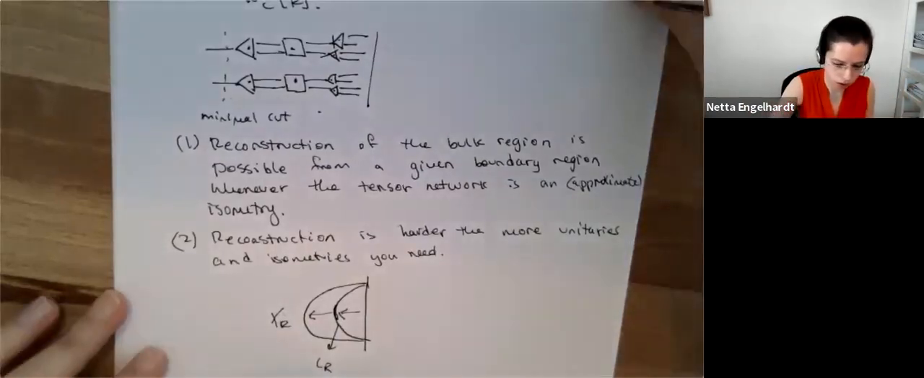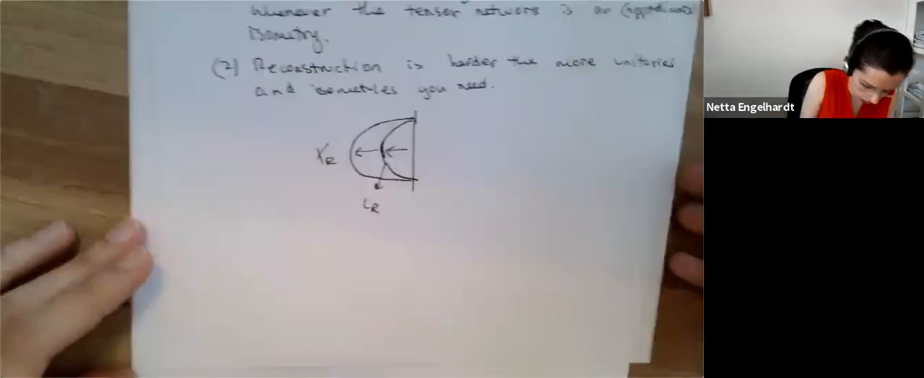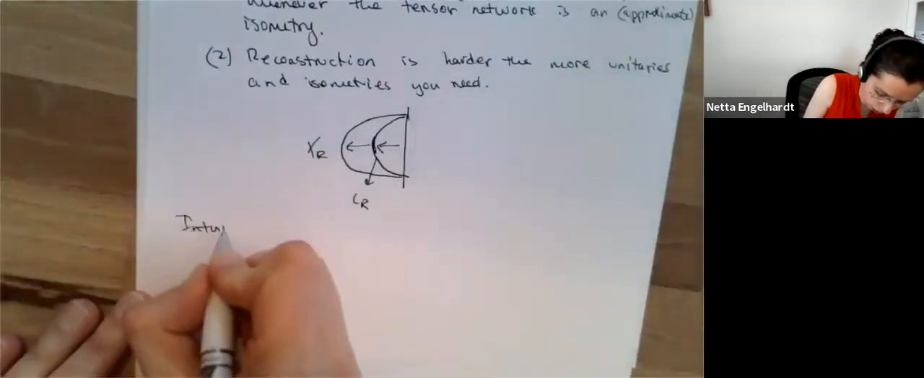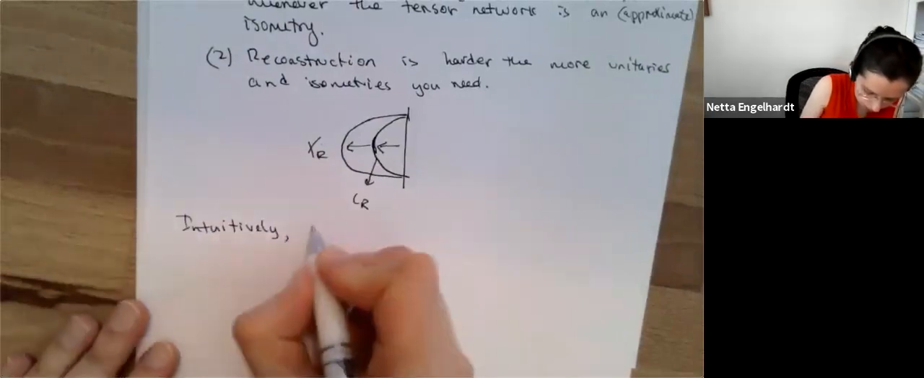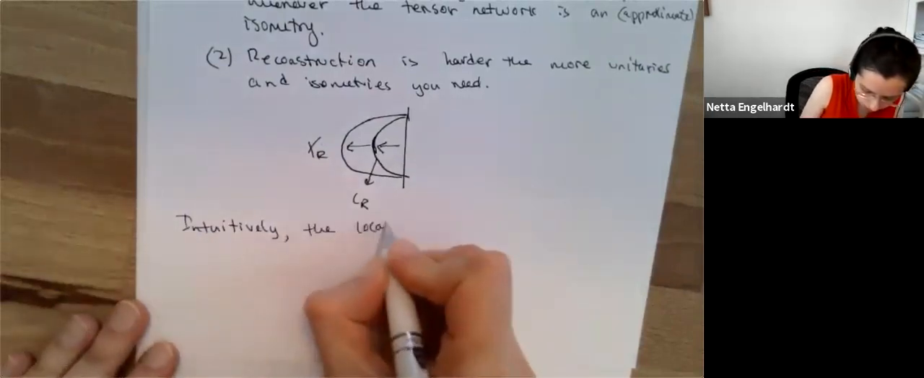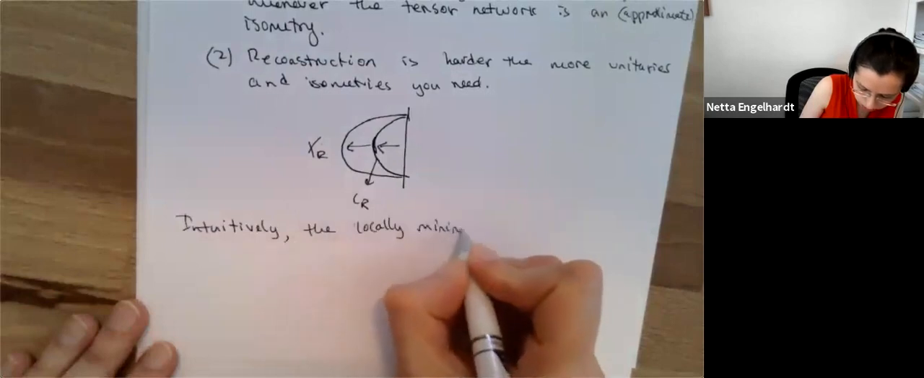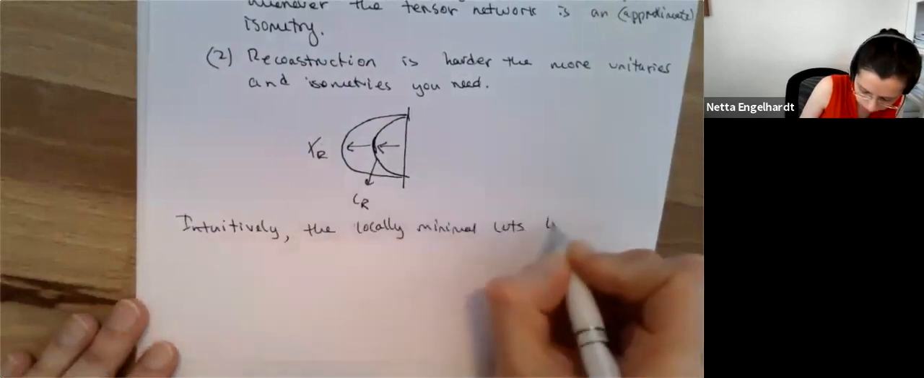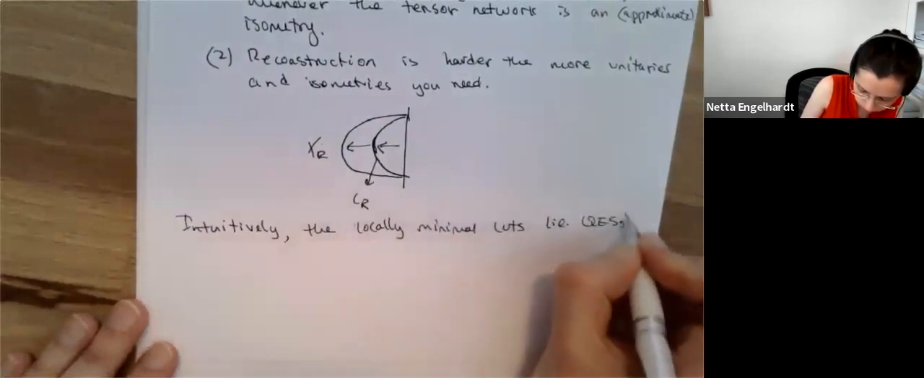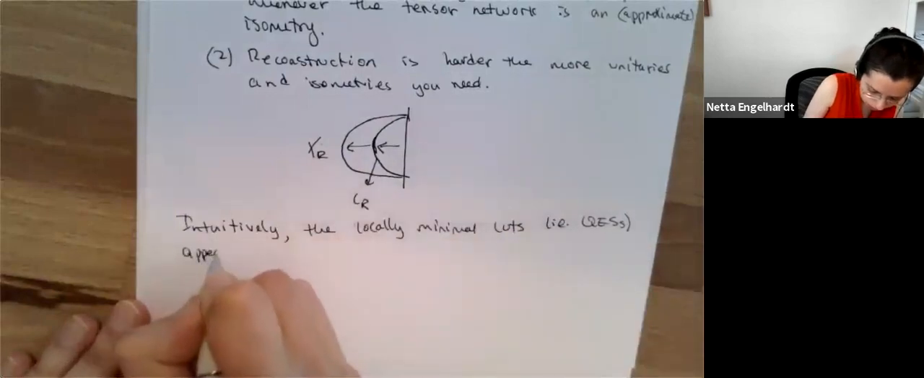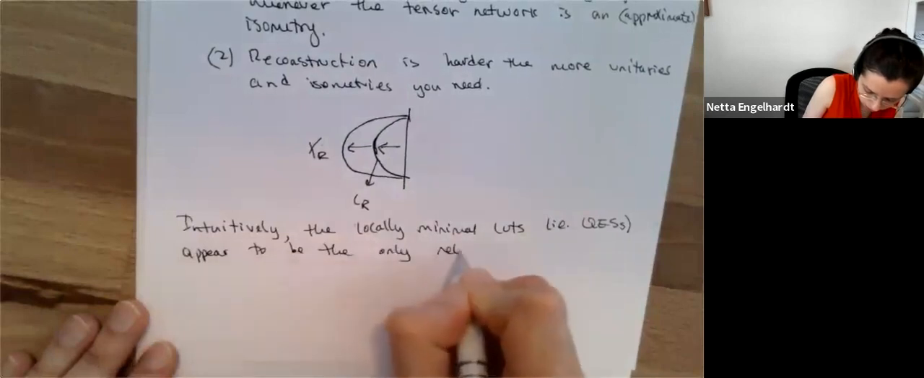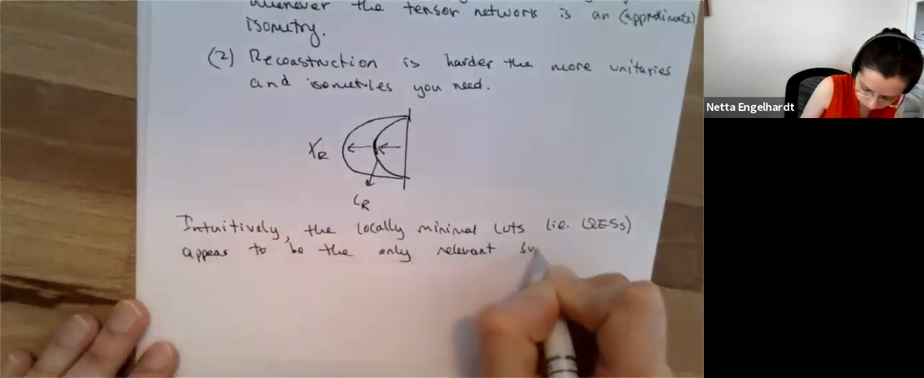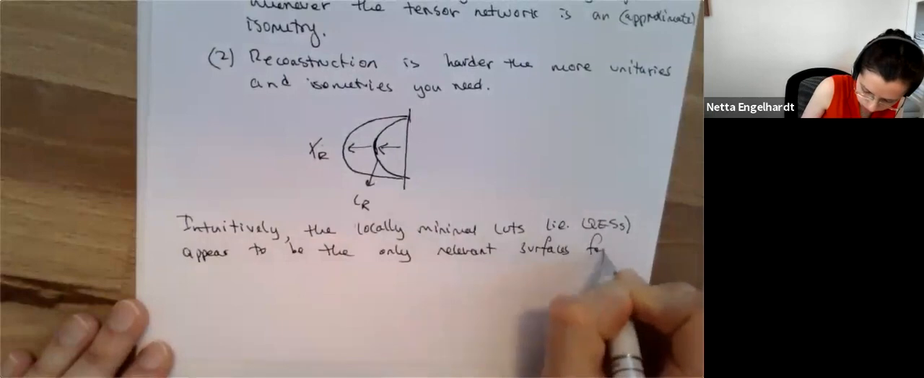So intuitively, at least from the perspective of tensor networks, the locally minimal cuts, i.e. QESs, appear to be the only relevant surfaces for complexity.